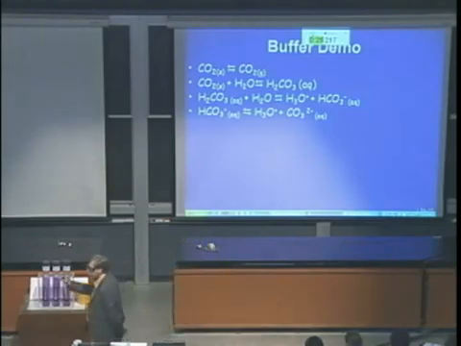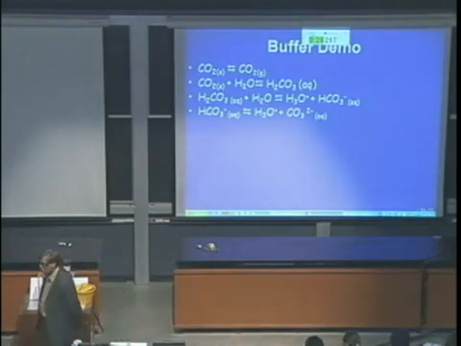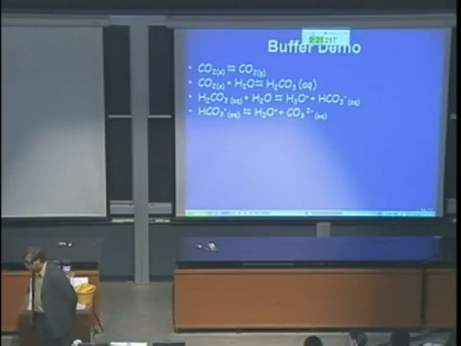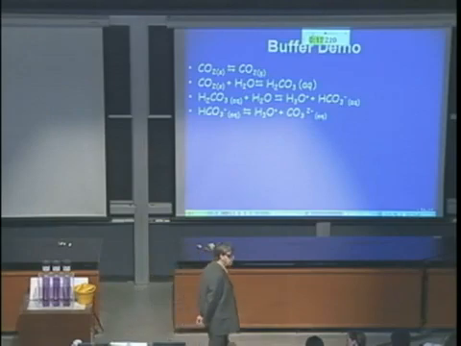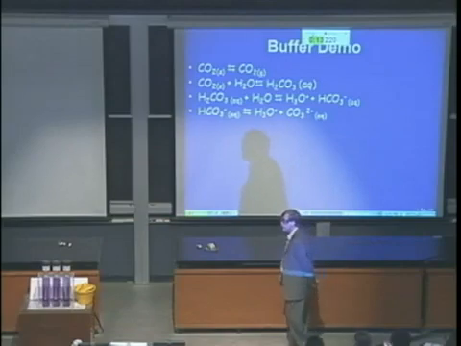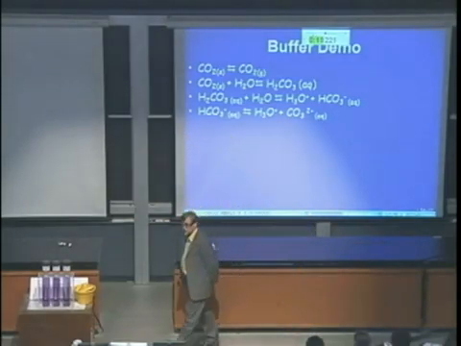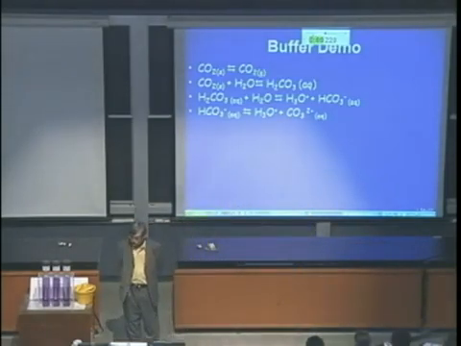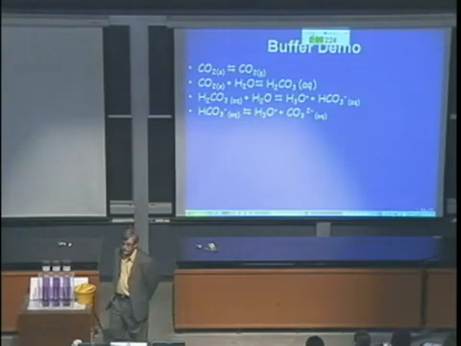So pH 0 is very acidic. pH minus 2 is extremely acidic. pH 2 is acidic. pH 3 is acidic. Wine has about a pH of 3 to 4. White wine more than red wine. Higher pH, lower pH for white wine. Oh, I gave it away.